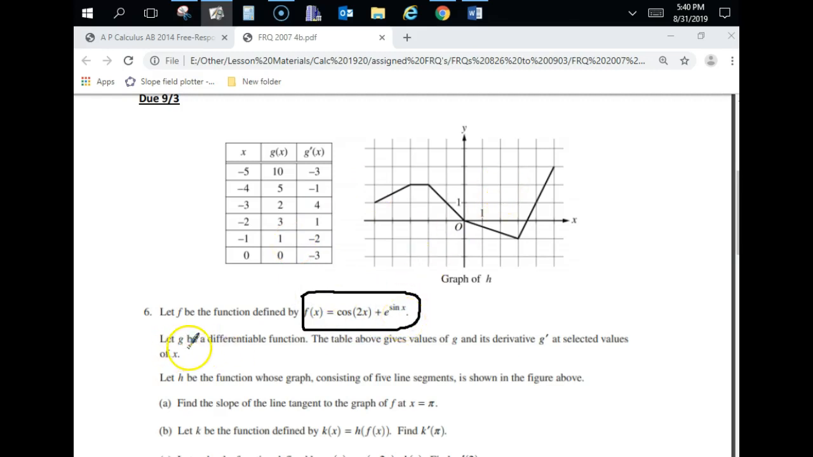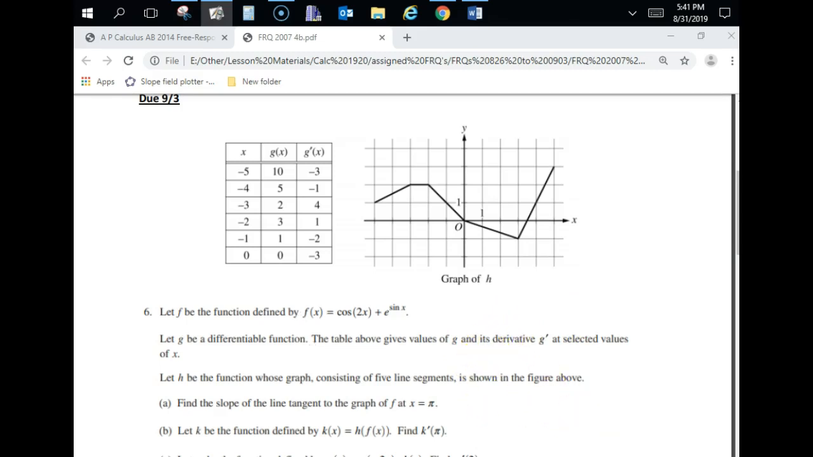So they tell us that it's differentiable. That's something that we don't need to worry about just yet. And then it tells us here that h is a function whose graph has line segments. The reason why that's important is because if these are straight lines, that means that they're linear functions, which we can assume they have the same slope all the way through. But I think we can tell just by looking. For now, that's okay. Anyway, so that's what they give us.